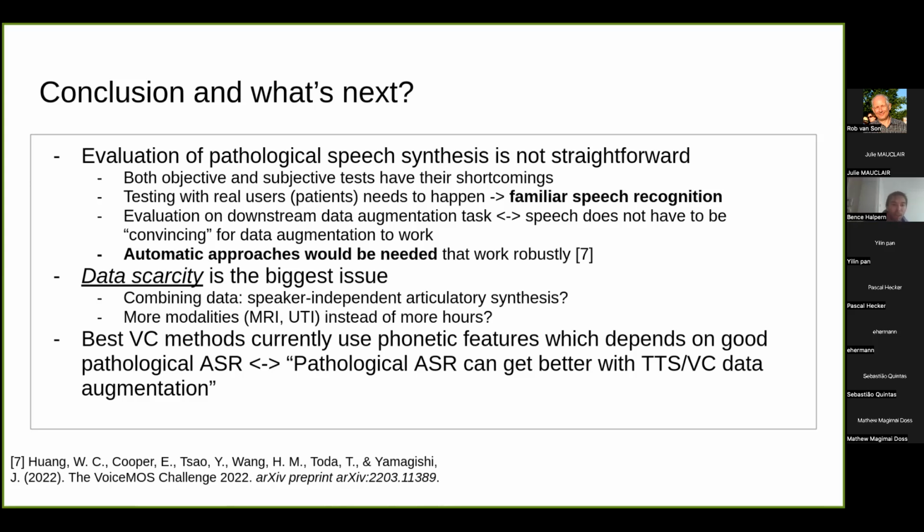Also, data scarcity is a big issue in pathological speech synthesis. In the case of the articulatory synthesis framework, speaker-independent articulatory synthesis could be one way to provide more data, and using more modalities would be another way. For example, not using only EMA, but also using MRI or UTI to get more data overall instead of asking patients to produce more hours of data.